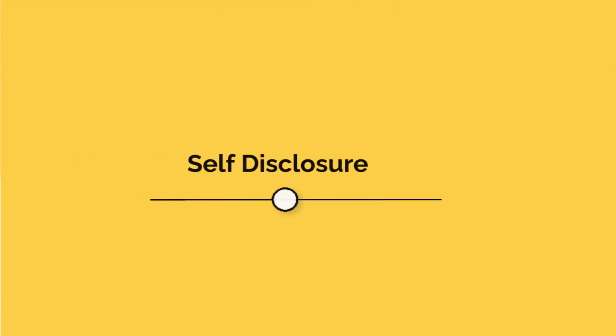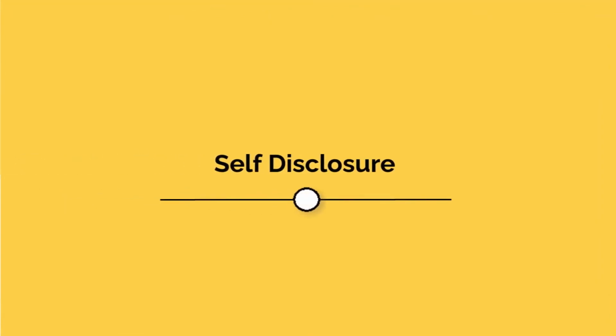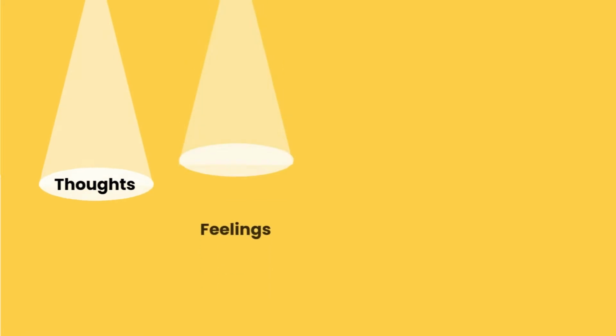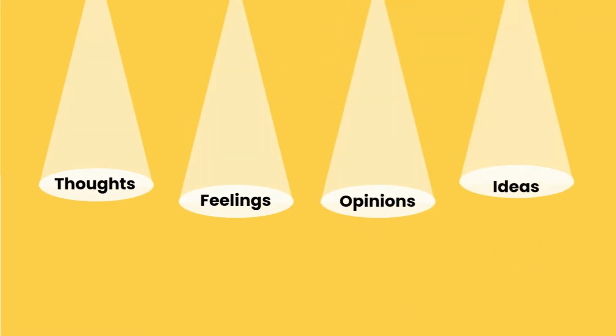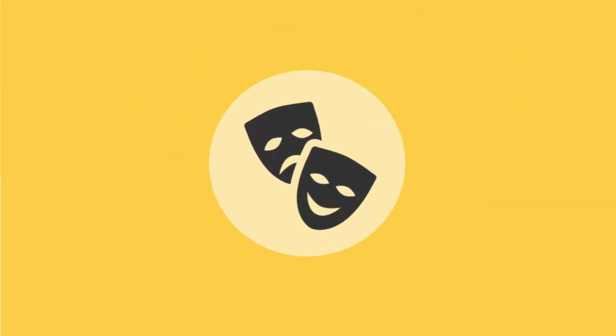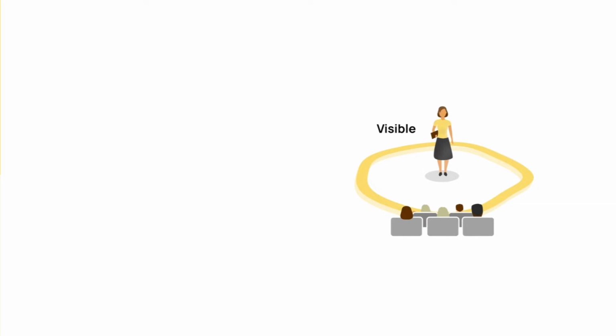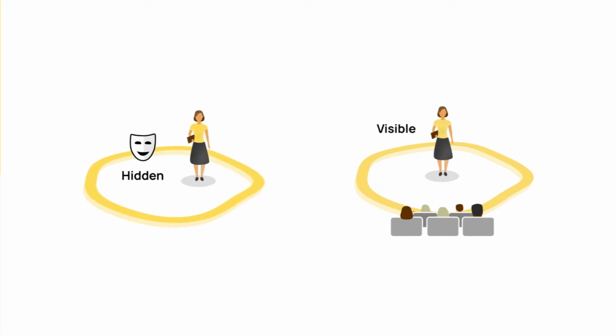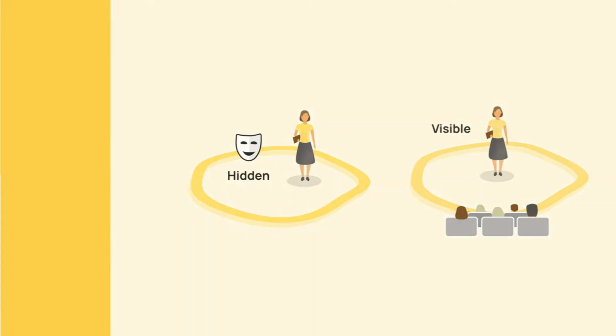Steering our self-disclosure allows us to regulate how visible we make our thoughts, feelings, opinions, and ideas. Like a theatre, we can share our thoughts, ideas, opinions, and feelings with an audience on our front stage, or we can keep them private on our backstage. Over time, we can develop a steering bias towards either high or low self-disclosure.